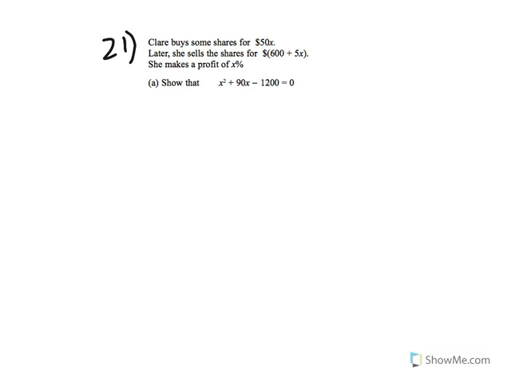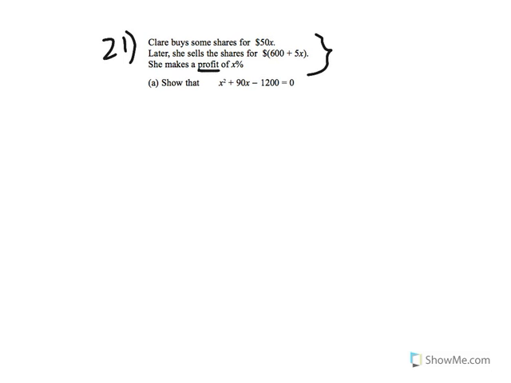Okay, so question 21A is telling you that Claire buys some shares for 50x. She sells the shares for 600 plus 5x, and she makes a profit of x percent. Now this profit of x percent, the percentage actually comes when you compare the profit to the amount she bought it for, which is this amount. I'm just saying that beforehand because it's useful as we do the question. So you have to show that x squared plus 90x minus 1200 is equal to 0. So you have to come up with a quadratic equation using this information.